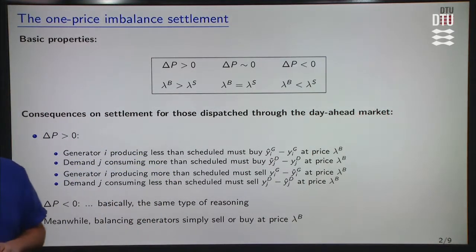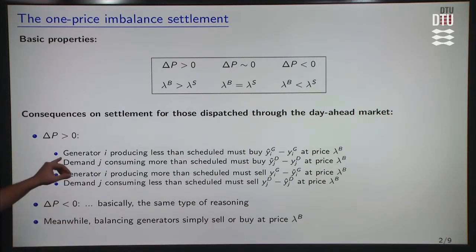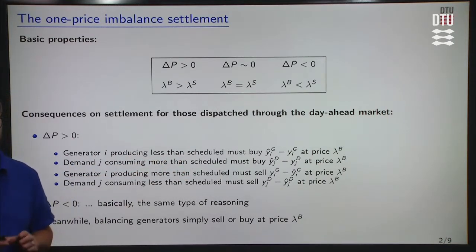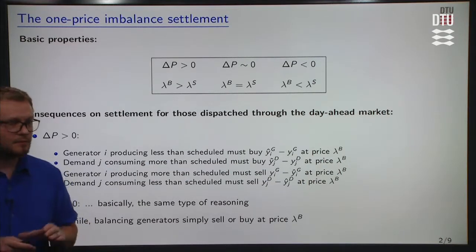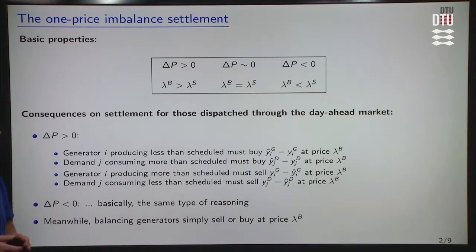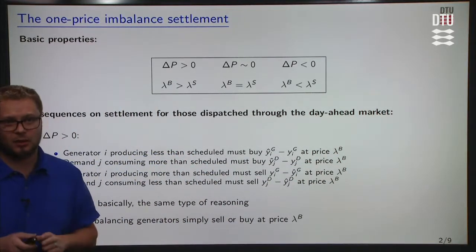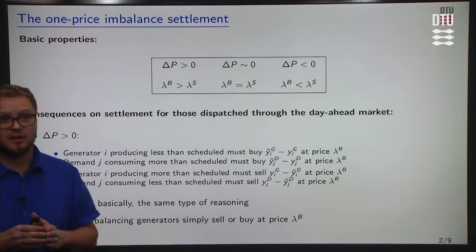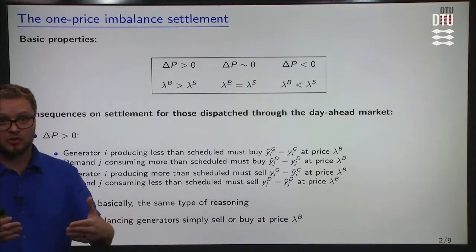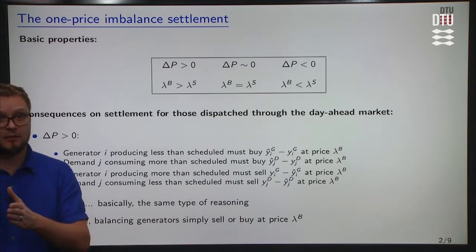Now let's look at the consequences on settlement for those dispatched through the day-ahead market. If we're in a case of upward regulation for the system overall, there may be generators that are producing less than scheduled. Since the system is needing extra energy, what's happening here is that you're going to have to buy, as a generator, the energy that you're missing, that you are not delivering even though scheduled. You're going to have to pay for this energy lambda B. Remember that in the case of upward regulation, lambda B is greater than lambda S. So this is a penalizing situation, since you have received the price lambda S for supplying a certain amount of energy to the system, but for the part you're not delivering, you're going to have to pay lambda B to buy it from someone else.